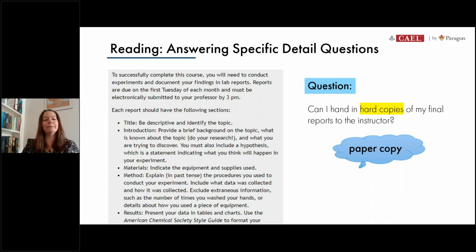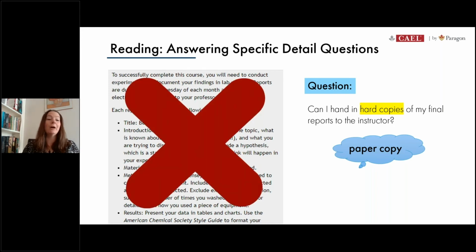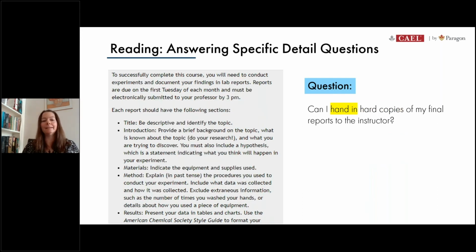So I'm going to scan through the document to find one of those terms, either hard copies or paper copy. Starting at the top again, I let my eyes fall quickly down the page, and I don't see either of those terms. They're not in there whatsoever. So I think what I would do in this case is go right back to my question and see if I can locate some other keywords. I notice here the words hand in. I can try to find those words in the text, although hand in is a little bit casual. I'm not sure they'd be written exactly in that format in the text.